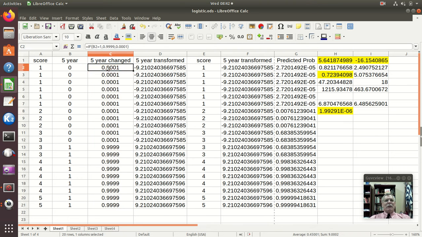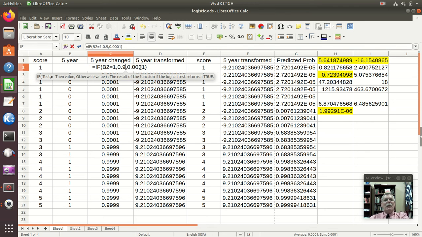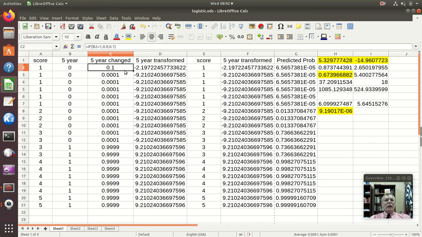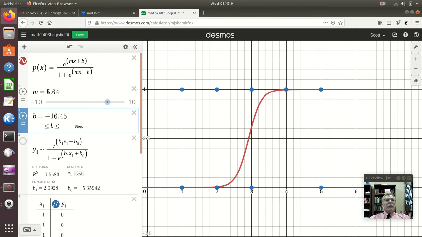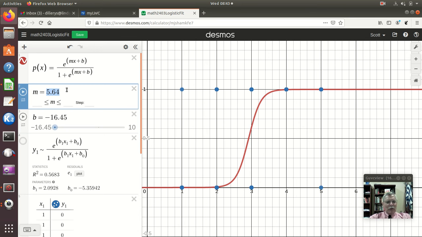Now, if I go back in here and let's go to a 0.9 and a 0.1, and do that one. Now you see, heck, we're clear up at 0.075, 0.23, so we're up close to 25% for a 2. So it's just made a much smoother transition. And this is what, 1.346? We'll just go with 1.35.